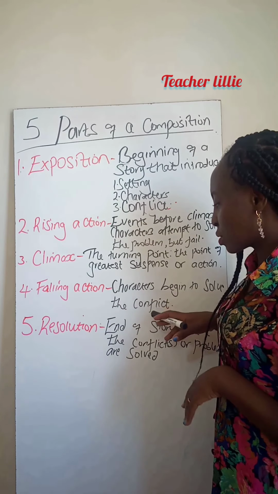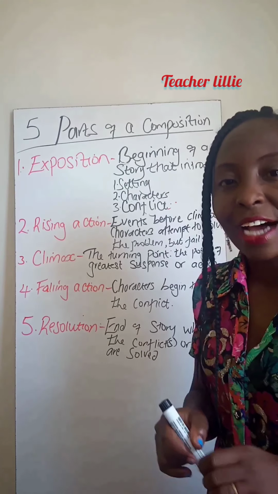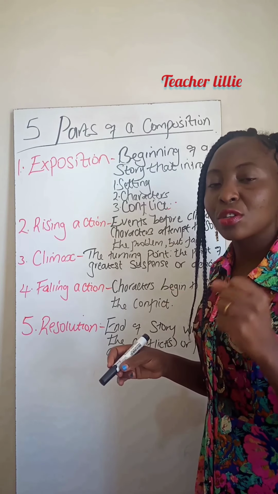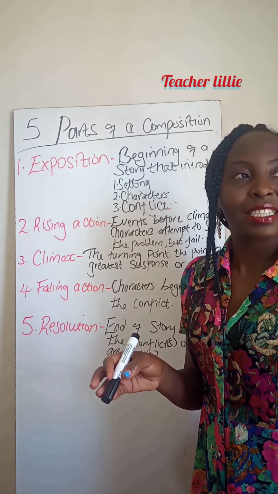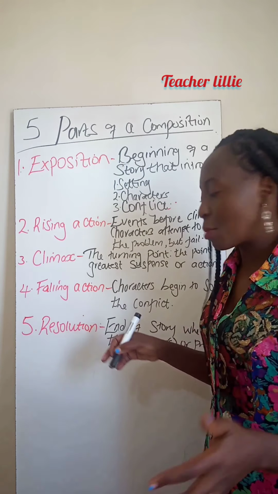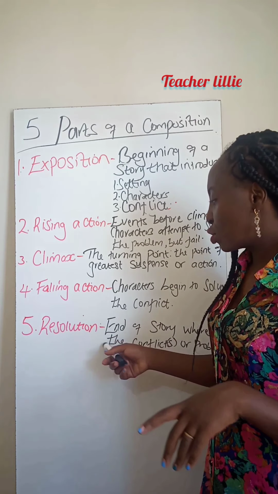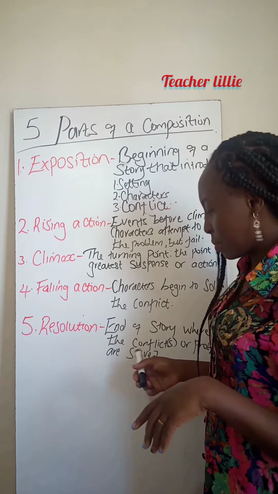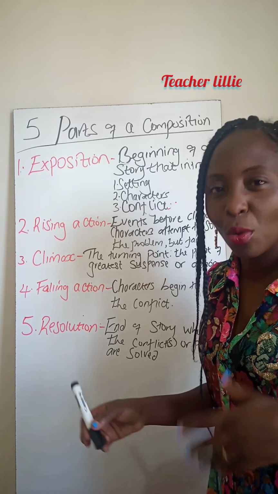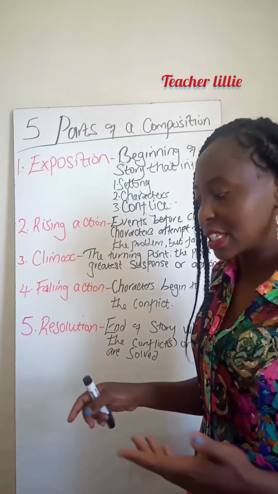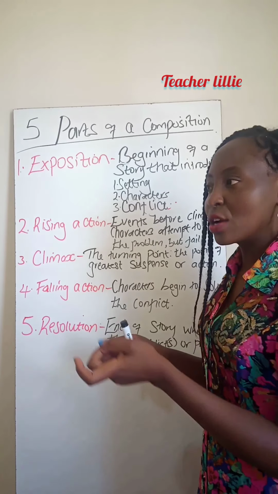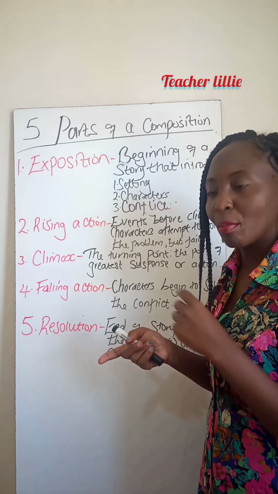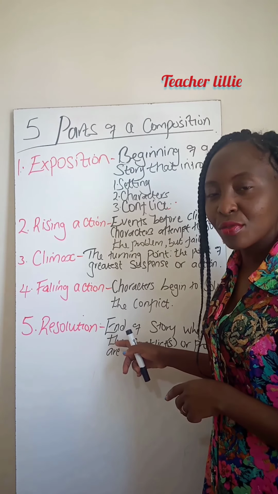Characters begin to solve the what? The conflict. Then as you're conversing, you learn that the loud bang was a door that was affected by the strong wind. They thought it was a bomb. They were running away. The resolution, the end of the story, is where the conflict or the problems are solved. So what happens? The door is fixed and they learn that where they hook the door, the hook had broken. That is why the door banged. And our friends are saved from water.